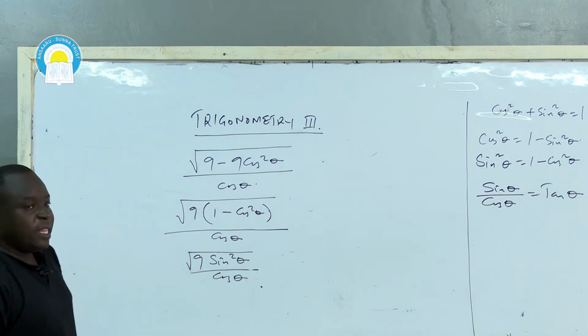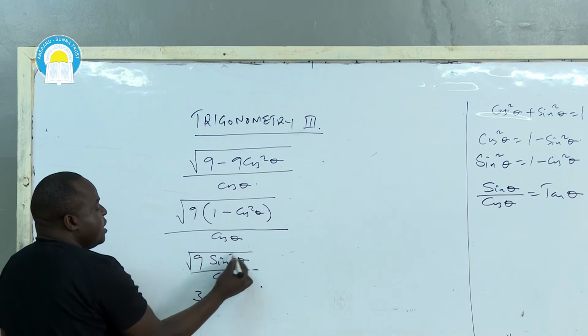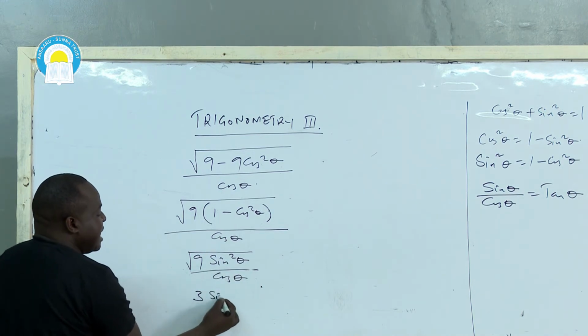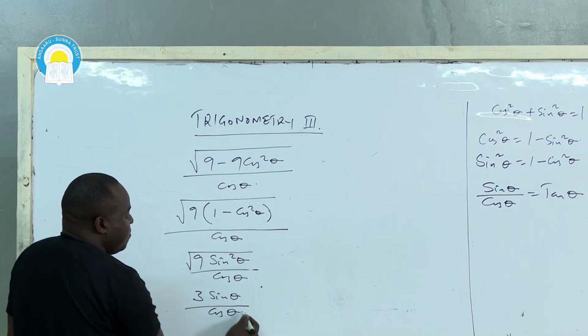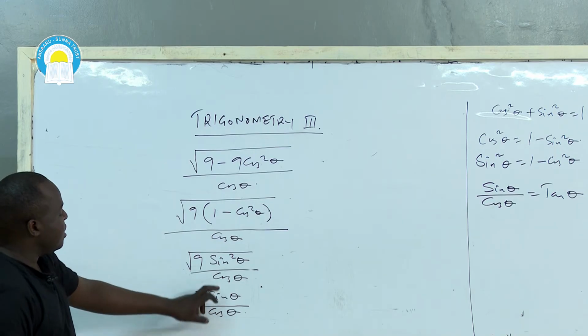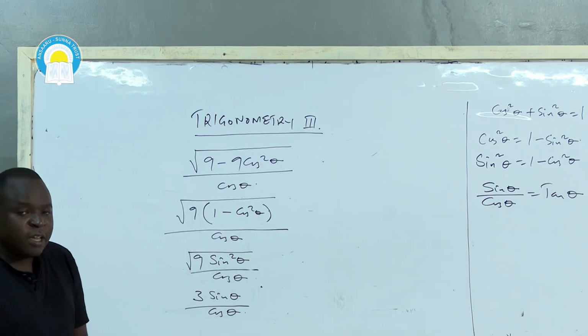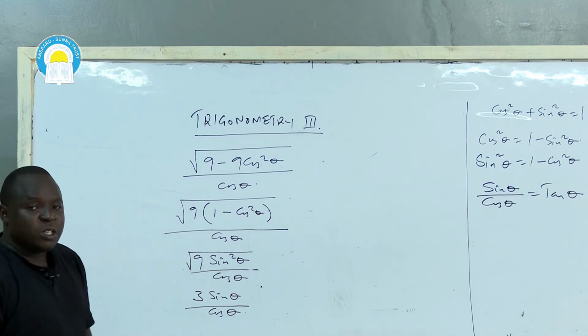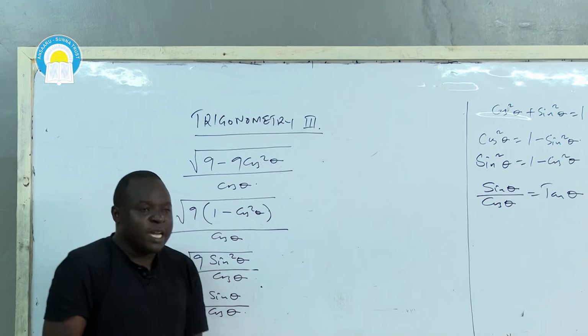This simplified further, the square root of 9 should be 3. The square root of sine squared theta should be sine theta. Then over cos theta. Okay, for someone, you might think that this is the final answer. Yes, you have simplified, but looking at the question carefully, maybe the simplification is not really complete. So you look at what you have done, then think, what did we say?